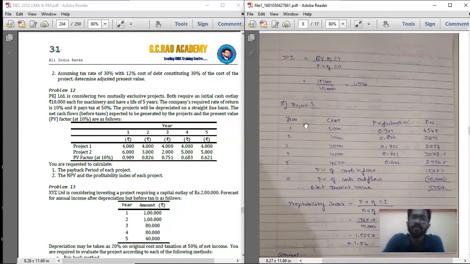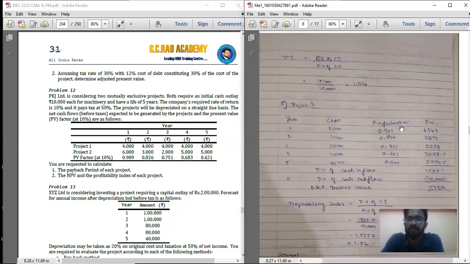So what is the CFAT which we found in statement number 2 for project 2? In the CFAT column, record year 1 5,000, year 2 3,500, year 3 3,000, year 4 4,500 and year 5 also 4,500.